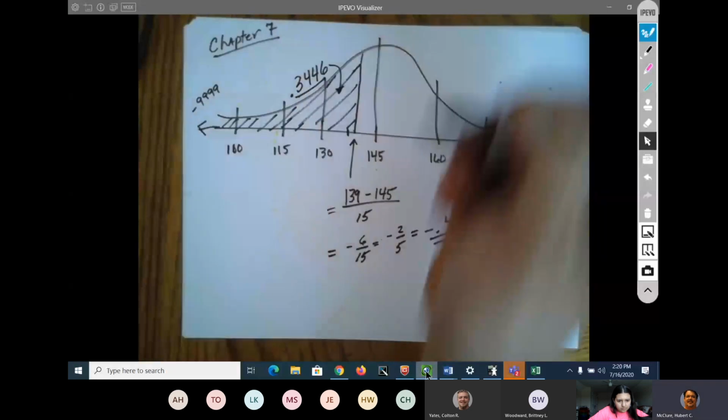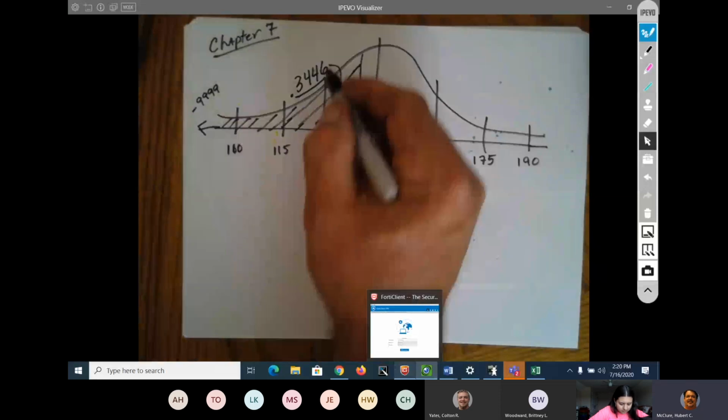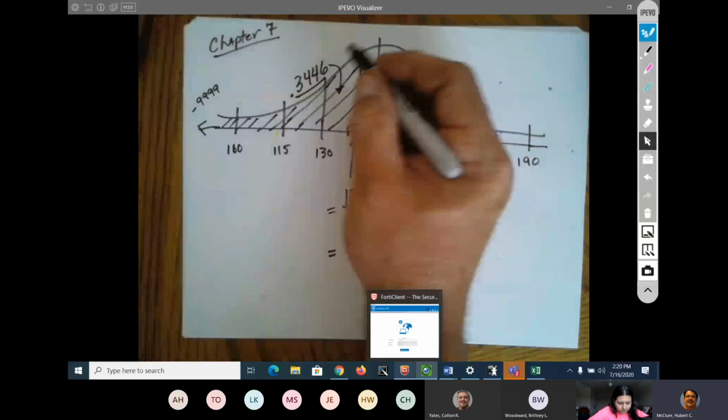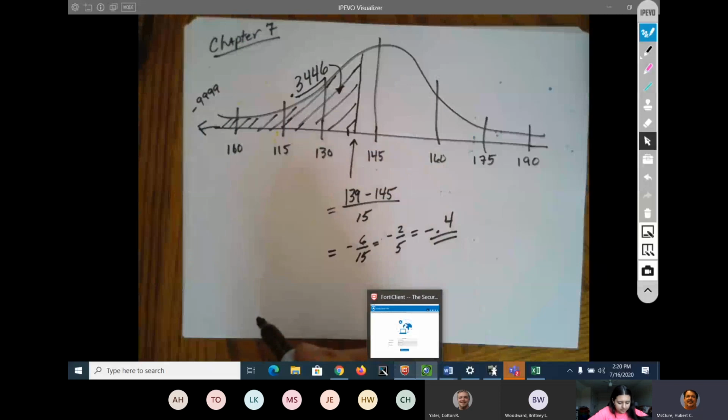Now you have just done a chapter 7 problem. There is nothing chapter 8 about this. This is 100% chapter 7. Now let's see what B says. That means that if 100 people were surveyed, 34 of them would be below 139. If 100 people were surveyed, 34 would be below 139. So that answers that next problem right here.